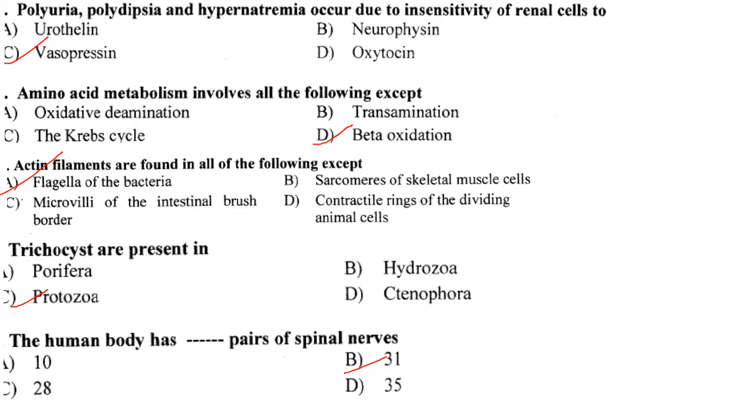Then actin filaments are found in all of the following except. So the flagella of bacteria doesn't have actin filaments. So answer is option A. Then next one, trichocysts are present in. So trichocysts, they are present in protozoa. Answer is option C. The human body has dash pairs of spinal nerves. So it has 31 pairs of spinal nerves. Answer is option B.